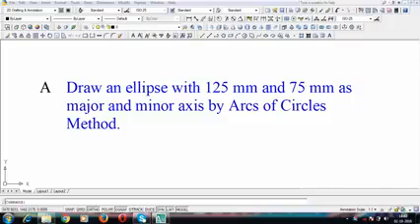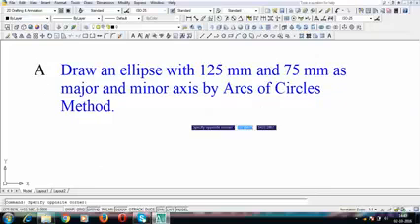Hey guys, what's up? This is Manas, and today we'll be discussing yet another method in this lecture series based on construction of ellipse. This time we have picked up the arcs of circles method. The dimension of the ellipse is going to be the same, that is 125 mm as major axis and 75 mm as minor axis. Let us start by drawing the major and minor axis of this ellipse.